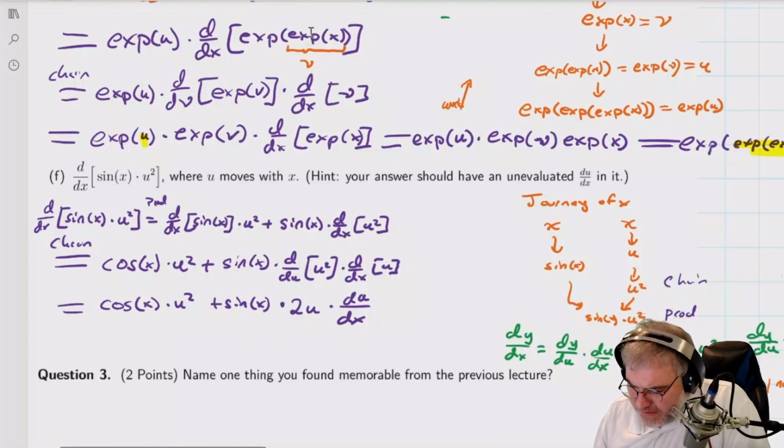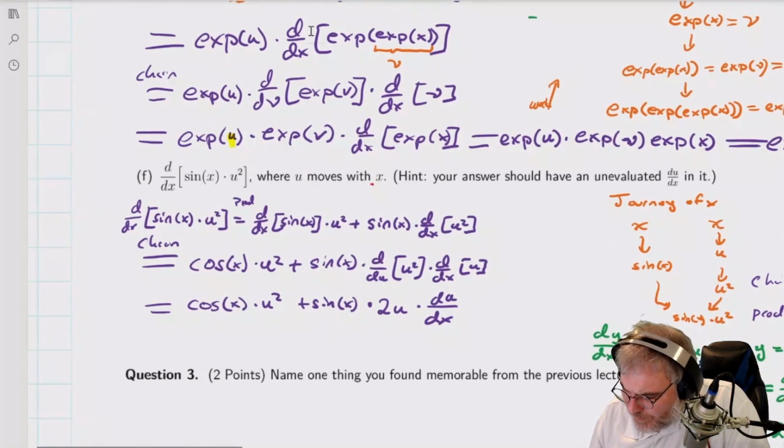So what's going on here? Well, I know that u moves with x. So u down here, there's an x that becomes a u, right? The journey of x includes becoming u, but you don't know what that is. And then you also have x becoming sine x. And then you have u becoming u squared, and then you have a product. Well, let's deal with the product first. So when I deal with the product, again, I work outside in. I've got this piece here, derivative of the first times the second, plus the first times the derivative of the second.